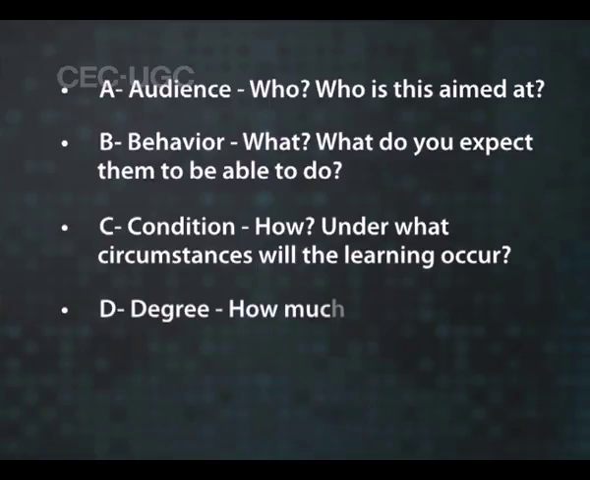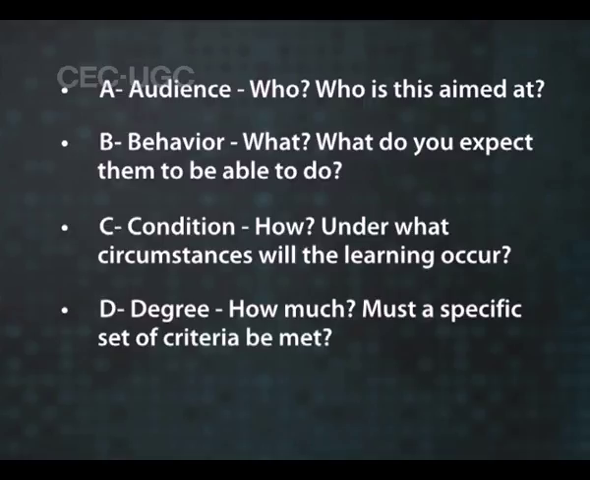D. Degree. How much? Must a specific set of criteria be met? Do you want total mastery, 100%? Do you want them to respond correctly 80% of the time, etc.? A common and totally non-scientific setting is 80% of the time. This is often called the ABCDs of objectives. To get the ABCD of objectives clarified, let us see a few more objectives representing psychomotor, cognitive and affective domain objectives.